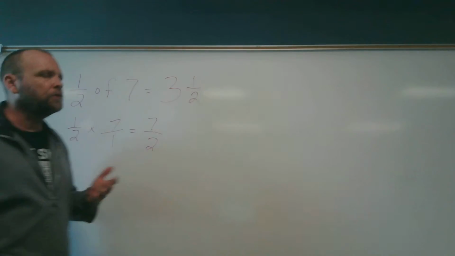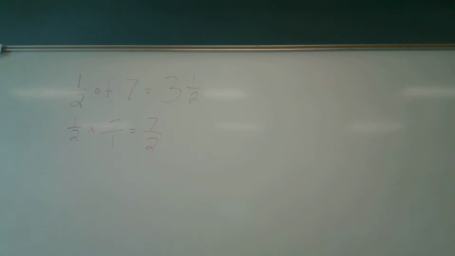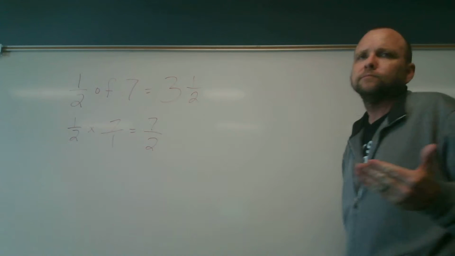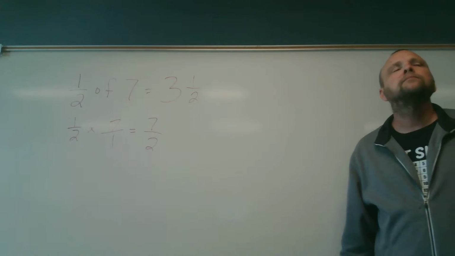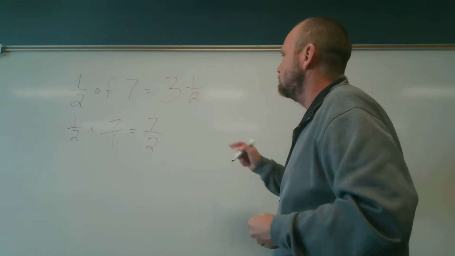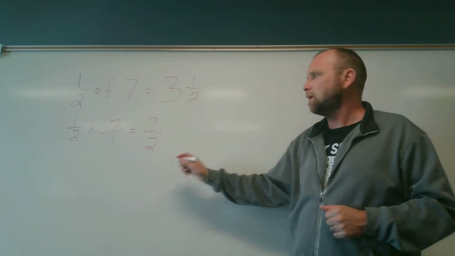Mr. McMurdo, you told us the answer was 3.5, but this one says it's 7/2. I don't understand why it does that. Macy, tell me what I can do. We have to change it because it's an improper fraction. It is an improper fraction. And remember I said a fraction is a division problem, 7 divided by 2.